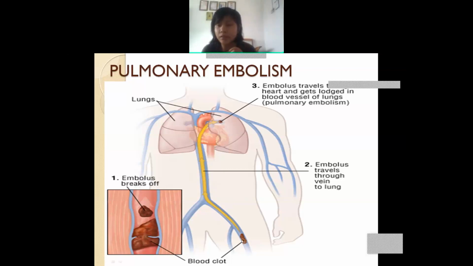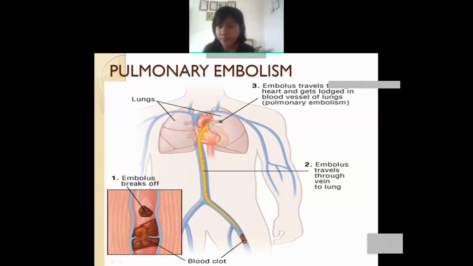So this embolus will go upside. This is the vein. With the help of the vein, it will go in the upward direction. And when it reaches the lungs, what will happen? Since the lung and the heart are attached with each other, obviously there will be some abnormalities going on inside.